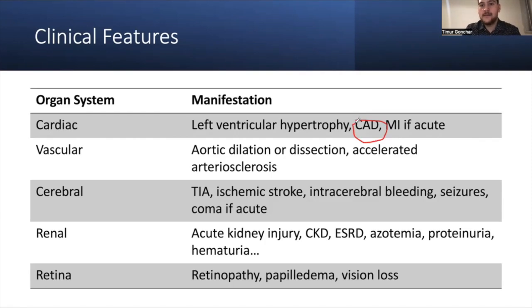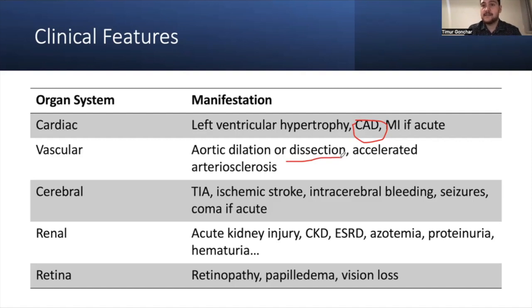I'm gonna highlight some conditions that might be typical for hypertensive emergency. For vascular complications, you have aortic dilation or dissection. Some patients with aortic dissection, with this tearing pain, chest and back pain, are gonna present with elevated blood pressure as well. And elevated blood pressure is also a risk factor for accelerated arteriosclerosis with stiffening of the blood vessels.